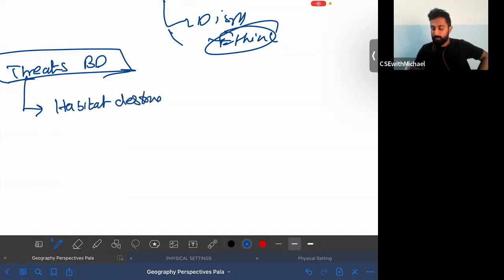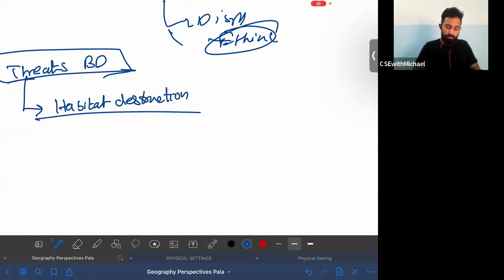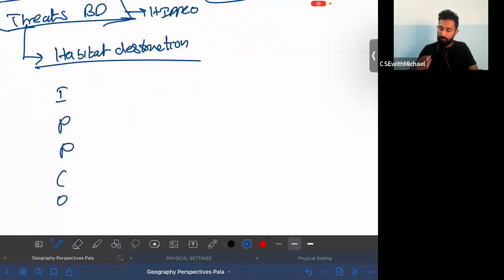One of the major factors behind biodiversity loss is habitat destruction. So invasion of, you can give this HIPCO framework or HIPCO. Okay, habitat destruction we already see.